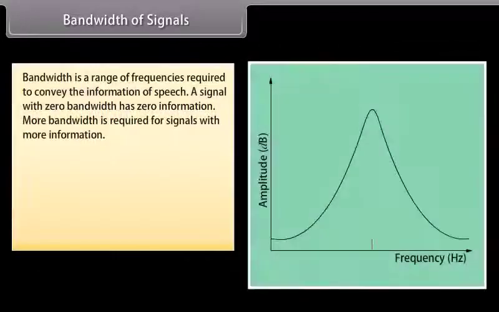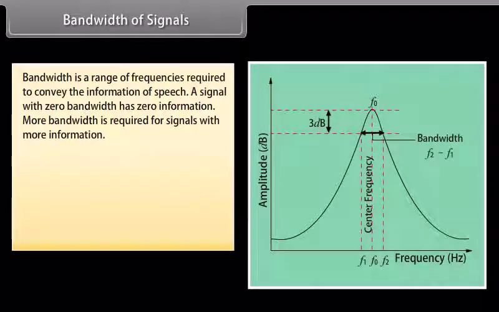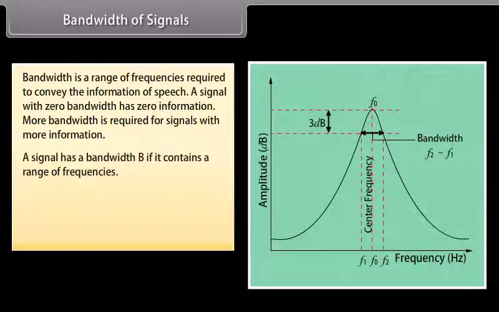Bandwidths of signals. Bandwidth is a range of frequencies required to convey the information of speech. A signal with zero bandwidth has zero information. More bandwidth is required for signals with more information. A signal has a bandwidth B if it contains a range of frequencies.